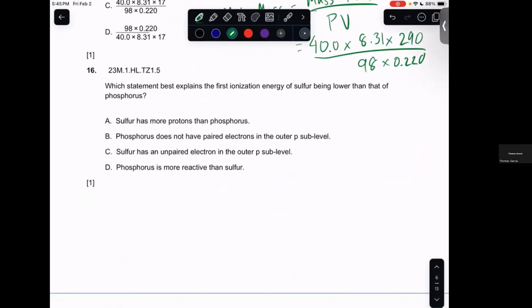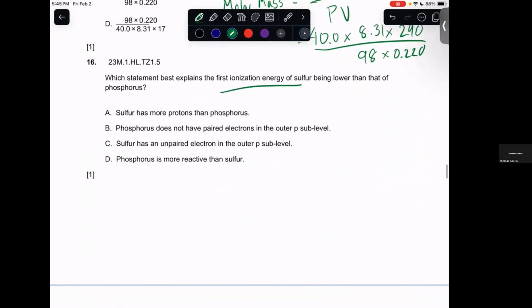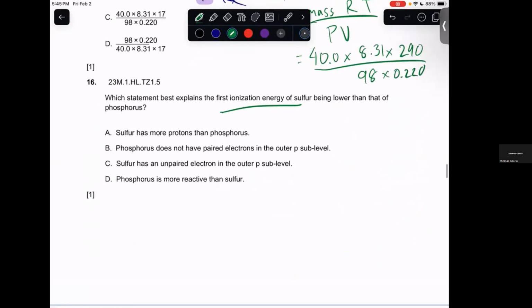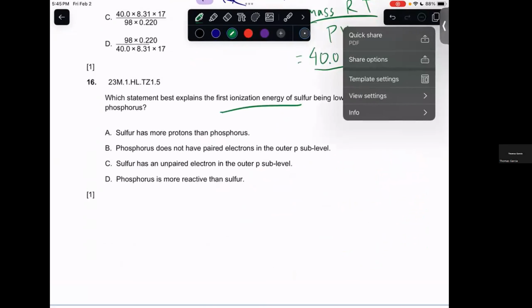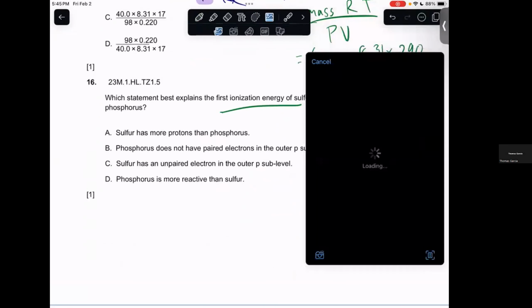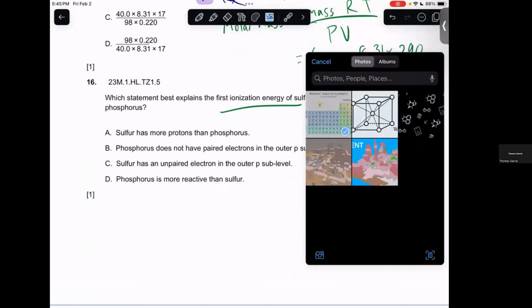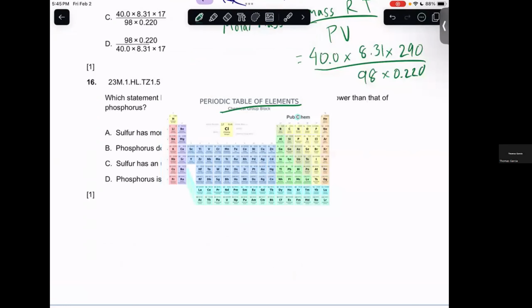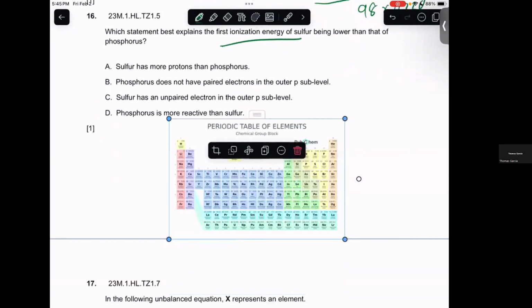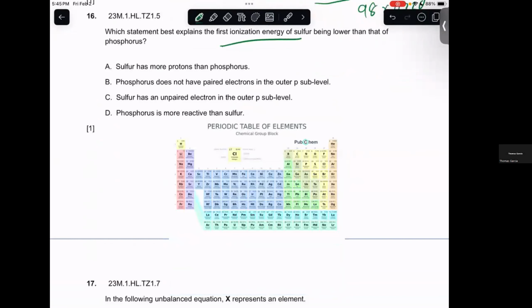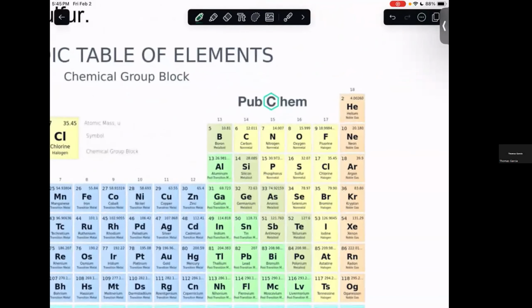All right, which statement best explains first ionization energy of sulfur being lower than that of phosphorus? Now for this one, I am going to bring out my periodic table. I can't really do much without it. I'll be honest, a chemist is lost without their table. So sulfur has more protons than phosphorus. Does it? Yeah, it does have more protons. It does have, in fact, one more proton.